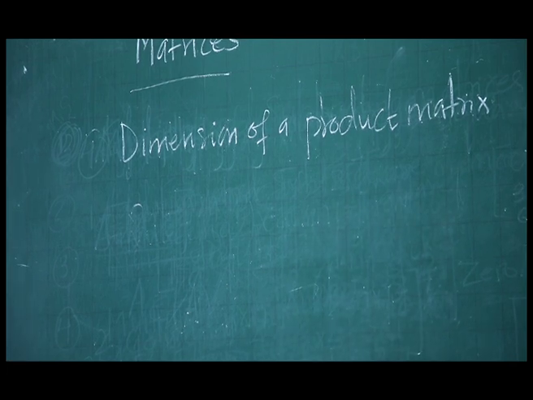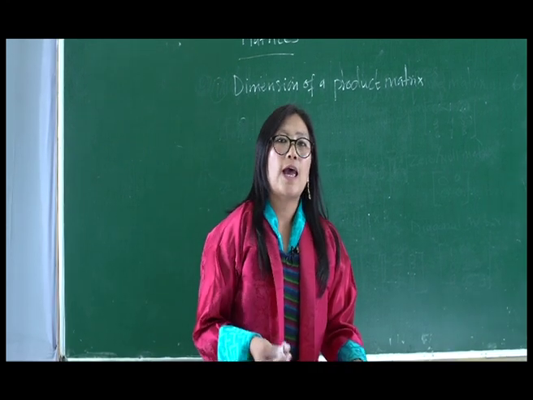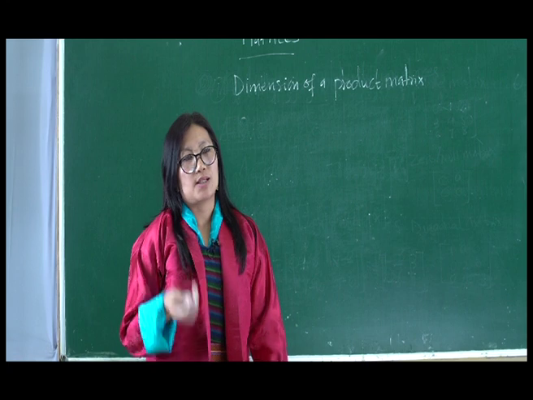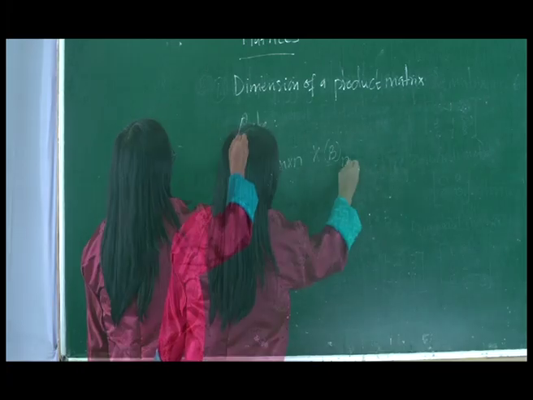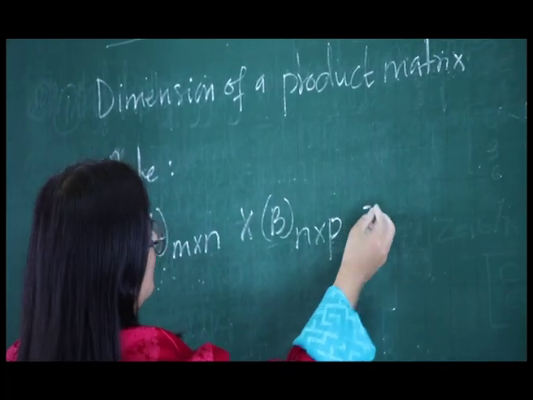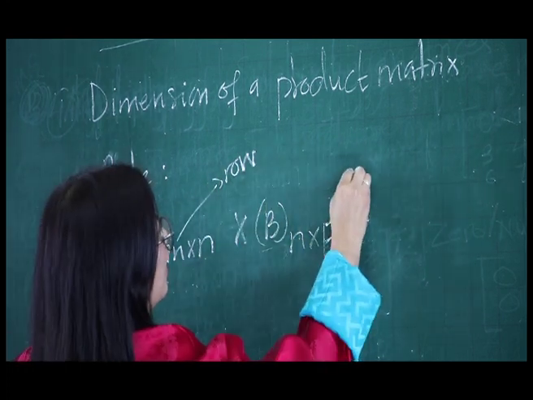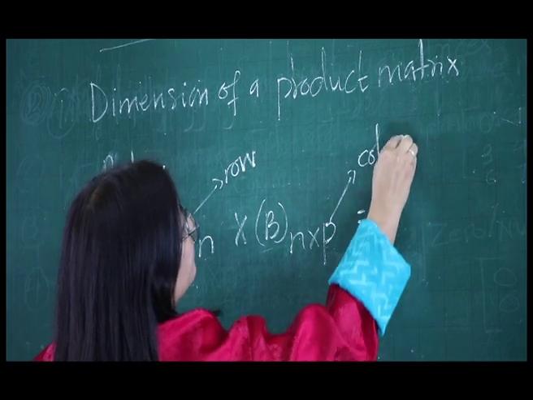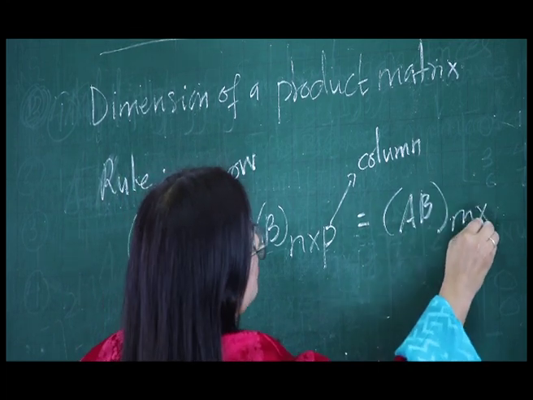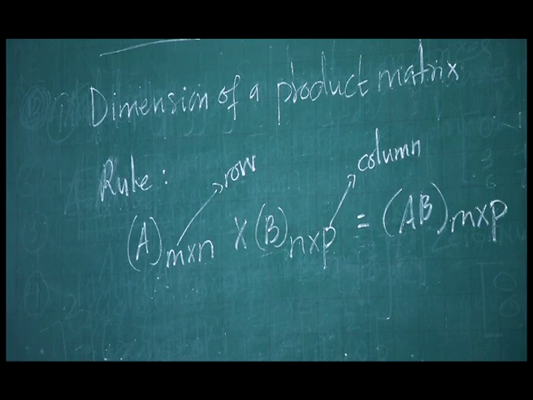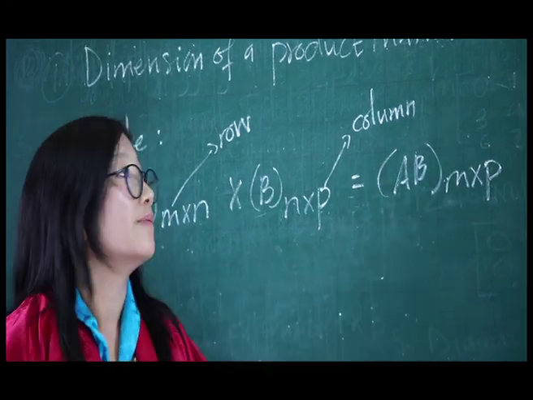For the dimension of a product matrix, the rule here is, we'll take the number of rows from the first matrix and the number of columns from the second matrix. It's just the opposite of the rule that we have for multiplying matrices. When I take the number of rows from here and the number of columns from the second matrix, the dimension for A times B matrix would be M times B. So, rows from the first matrix and columns from the second matrix give you the dimension of a product matrix.